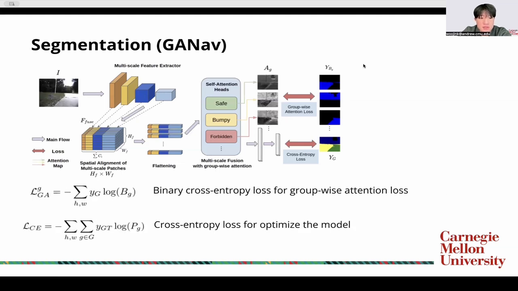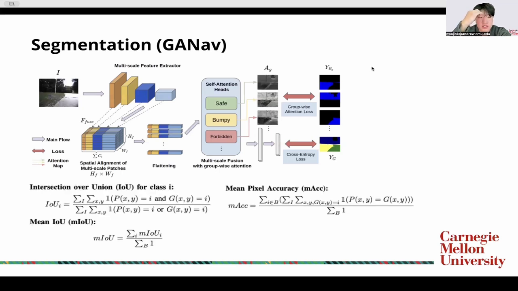Then the architecture uses these two losses. The first one is binary cross entropy loss for the group-wise attention loss. And secondly, the cross entropy loss for optimizing the architecture. Lastly, the model uses mIoU and mean pixel accuracy to evaluate the segmentation result.